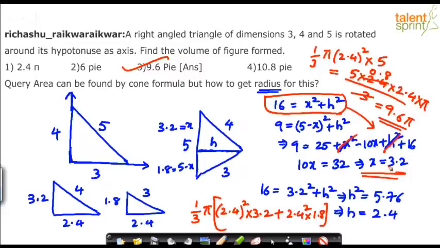Now did you follow? Richa has confirmed that she has followed. Anuradha, that's how I've got 3.2. These are the two equations that we have solved. Solve these two equations, you'll be able to find the value of x, and from that x, you can then find the value of h. Okay?